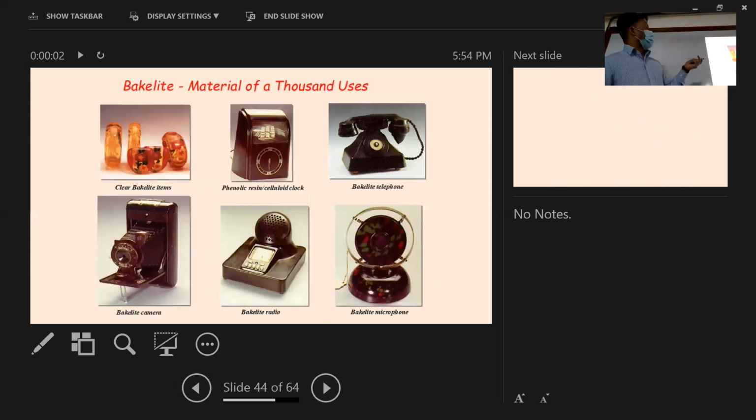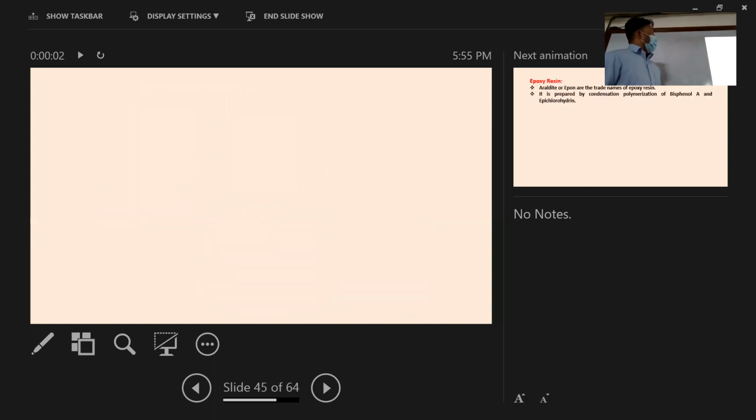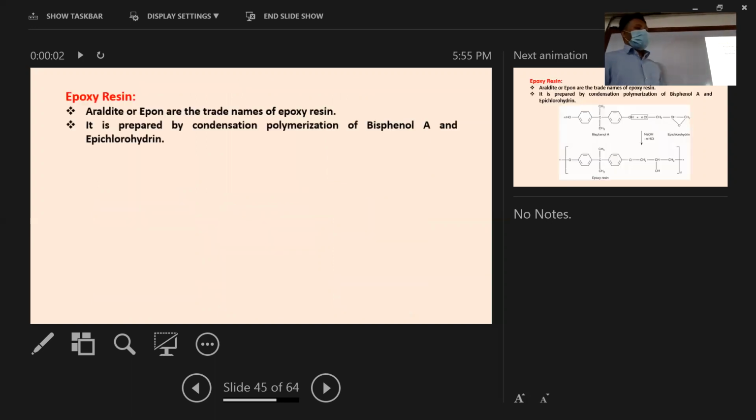What can we use? Bakelite material of 1,000 uses. Clear bakelite items, then phenolic resin, celluloid cloth, bakelite telephone. But now this is not available, is it? Yeah, this is very rare. Then bakelite camera. And then radio. I have never seen these types. And then microphone. That is also not available nowadays. Oh, yeah. Epoxy resin.